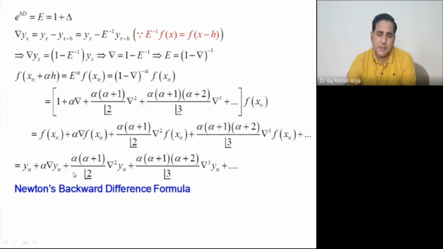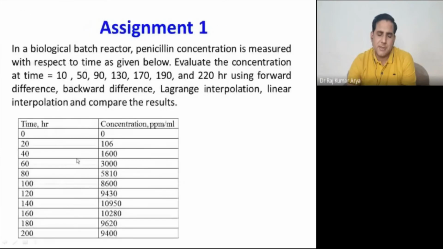So in that case, let's say you have this problem here. In a biological reactor, penicillin concentration is measured with respect to time as given below. Evaluate the concentration at time 10 hours, 50 hours, 90, 130, 170, 190, and 200 hours using forward difference, backward difference, Lagrange interpolation, and linear interpolation. So this is what you have to do first.